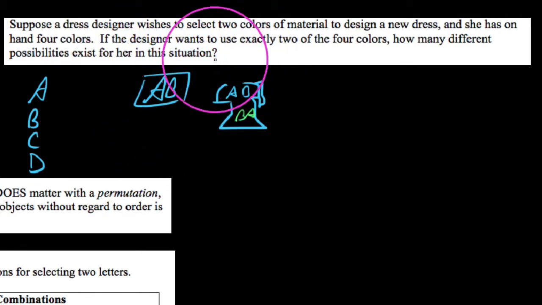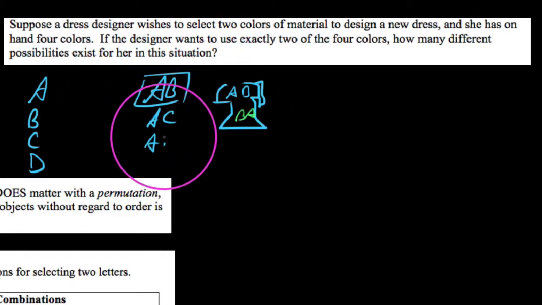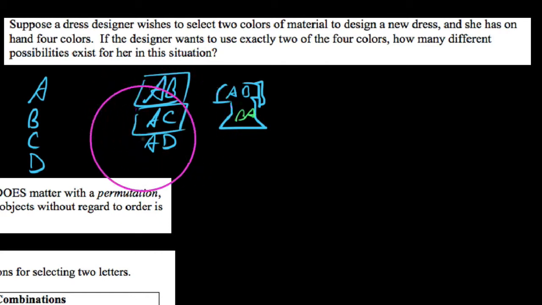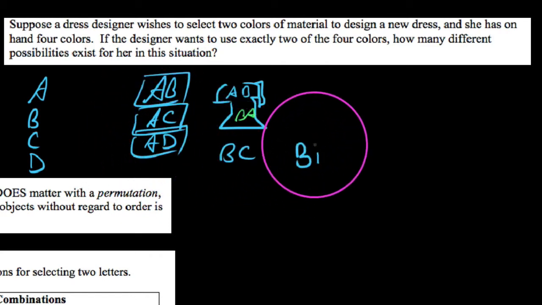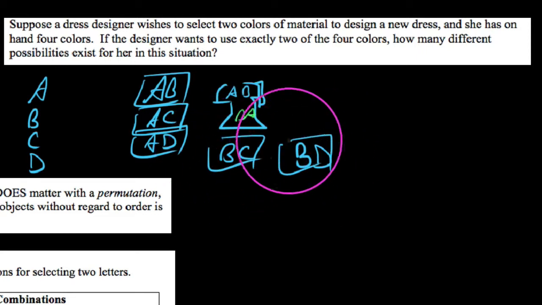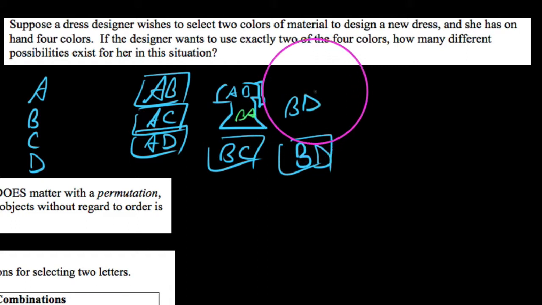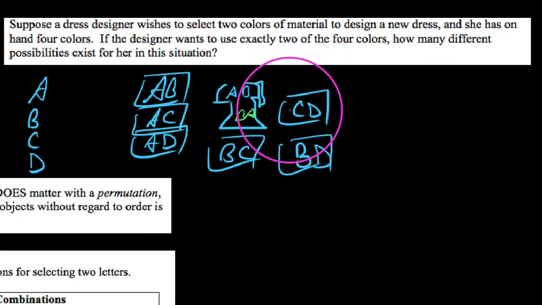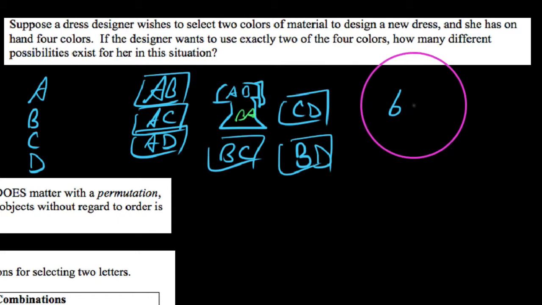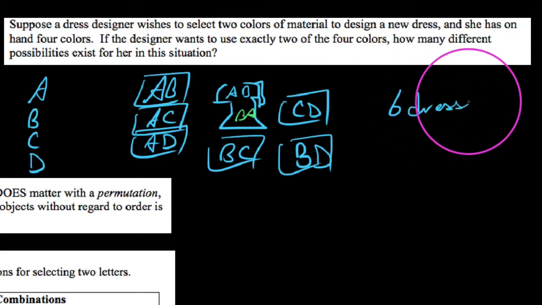We could say AB, AC, AD. Those would be those colors there. Then we could do B with C and B with D, those exclusively. We've got one more possibility: B and, no, we already did B and D. We say C and D, this would be our other possibility. So instead of 12 total ways to do this, we have 6 total ways. We have 6 dresses we could come up with here.